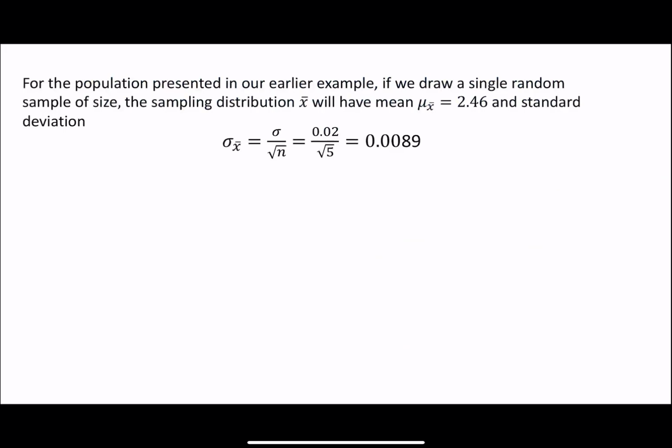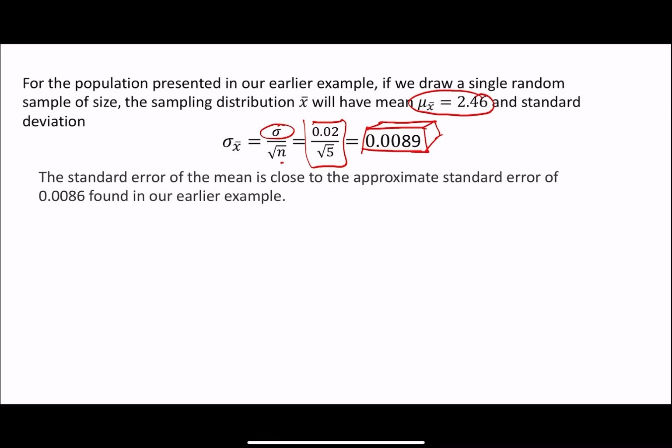So for the population presented earlier, if we draw a single random sample, the sampling distribution of x bar will have a mean mu sub x bar that is the same as the population, so it's 2.46. For the standard deviation, we do sigma divided by the square root of n, so 0.02, that was our population standard deviation, divided by the square root of 5, and this is the standard deviation you are going to use in your calculations. You will use the 0.0089 in your calculations in this unit or this section.